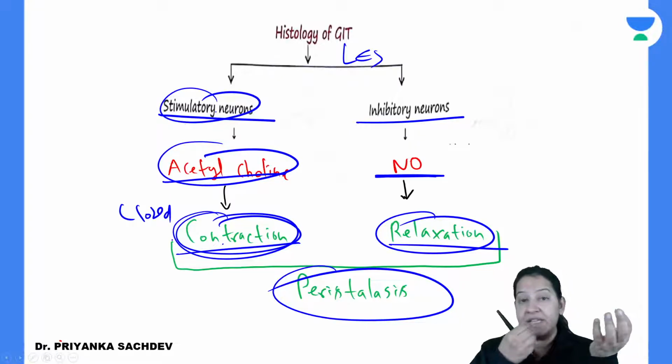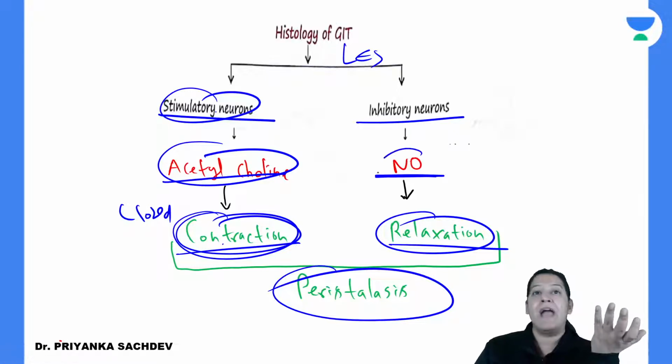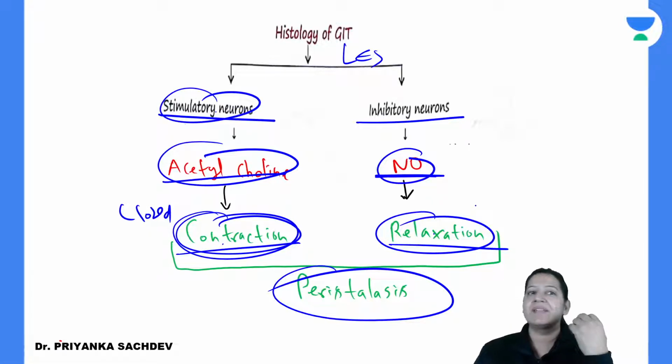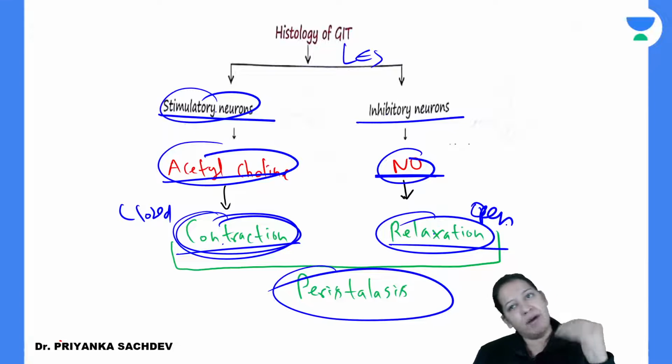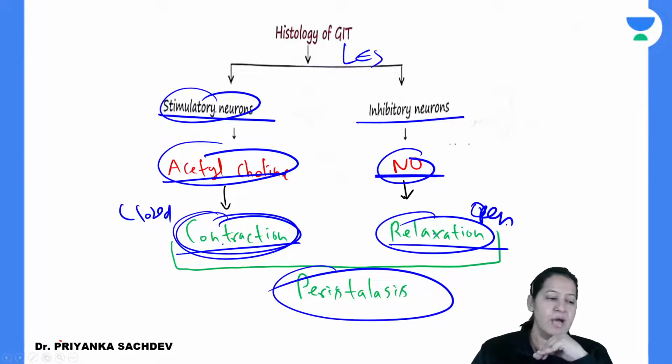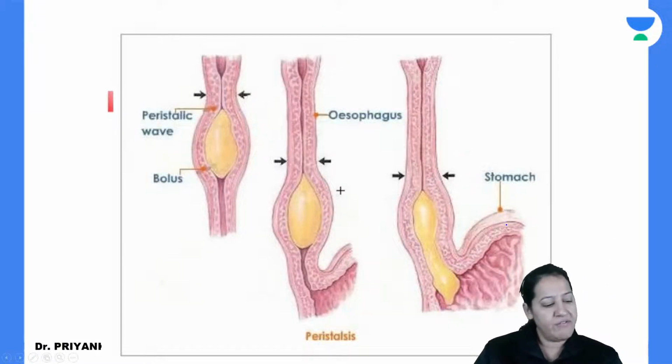But if I eat anything, if I drink anything, at that time NO will come into role and it will cause relaxation. So my LES will open and my food particle will go from the esophagus to the stomach. Give me a thumbs up if you got it. Everyone give me a thumbs up. So this is the normal physiology.